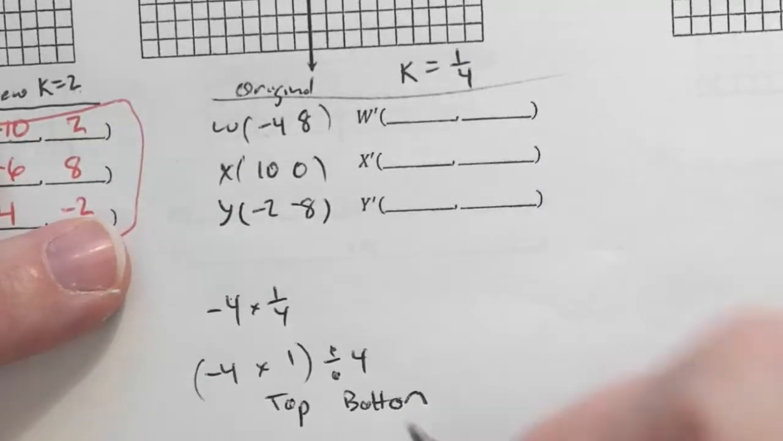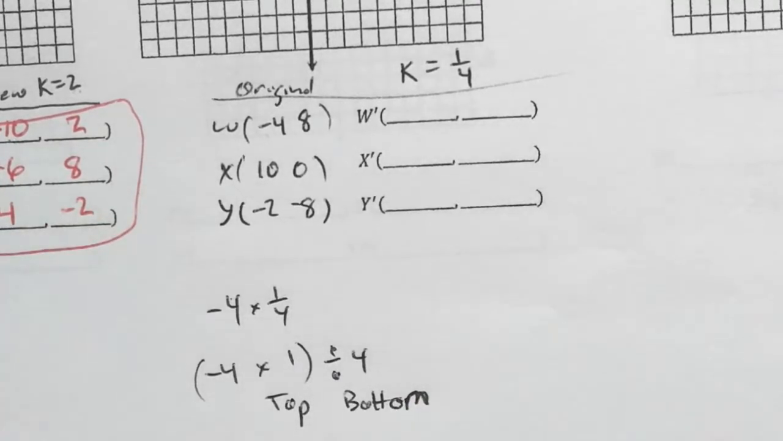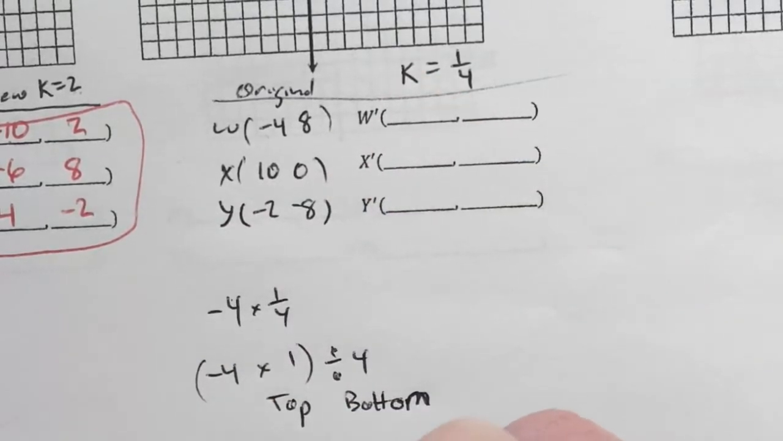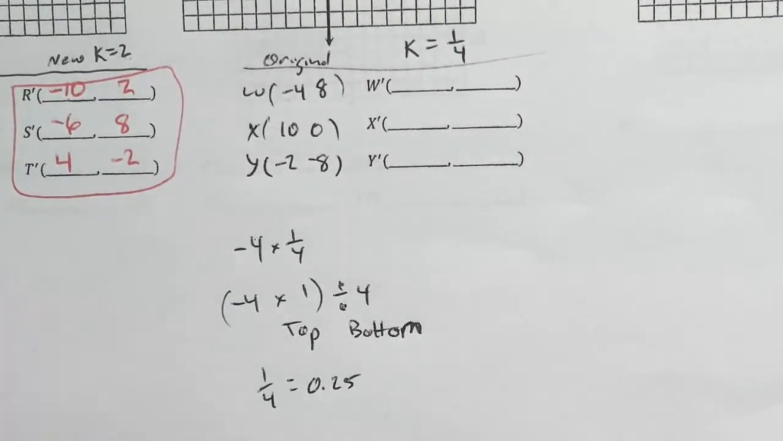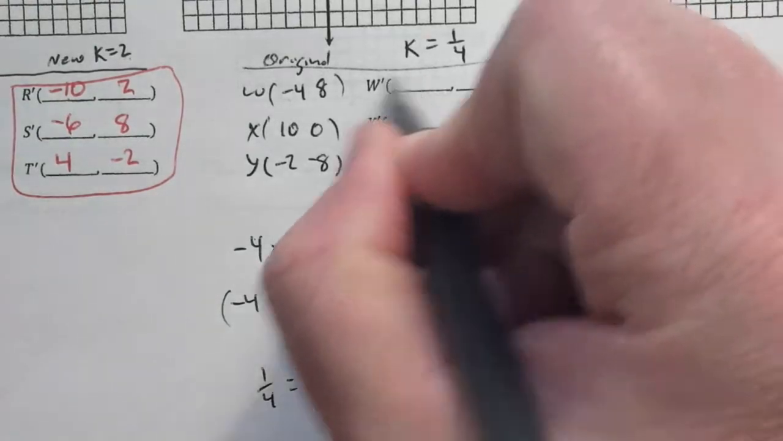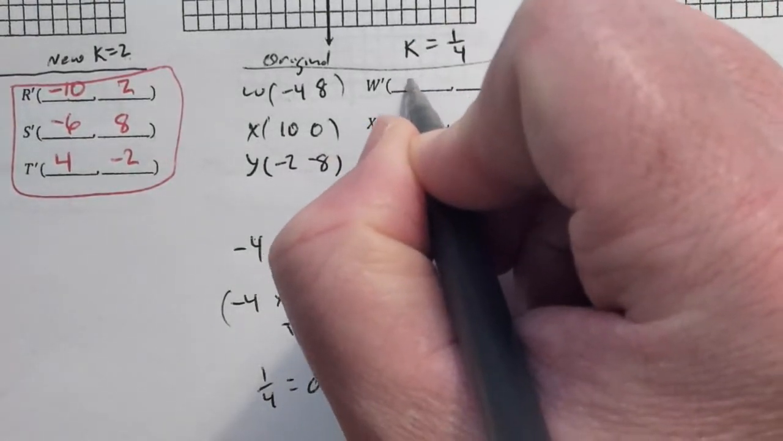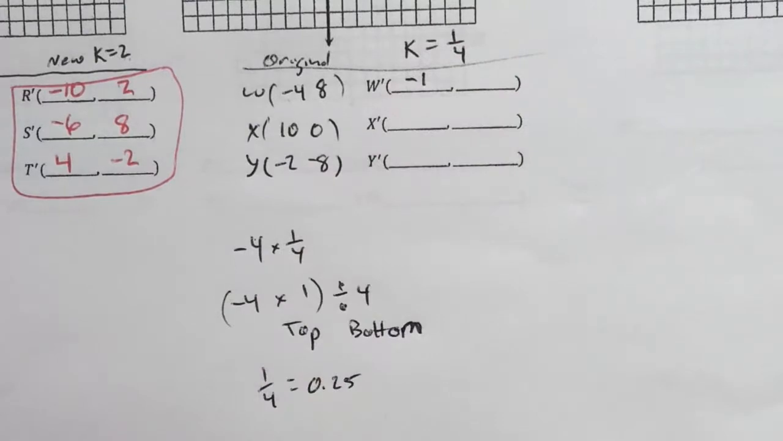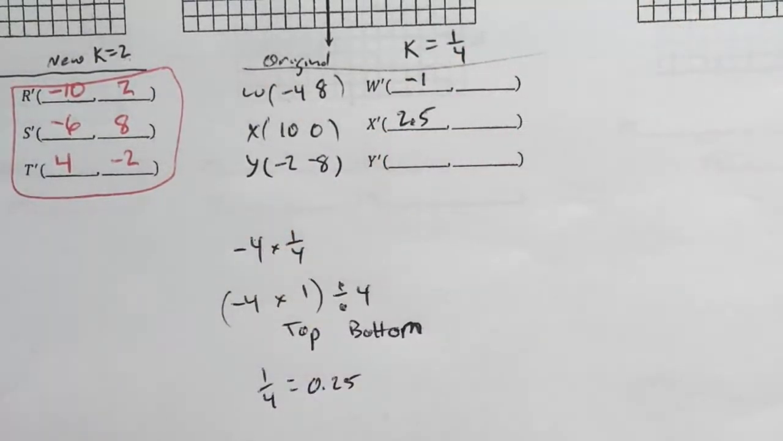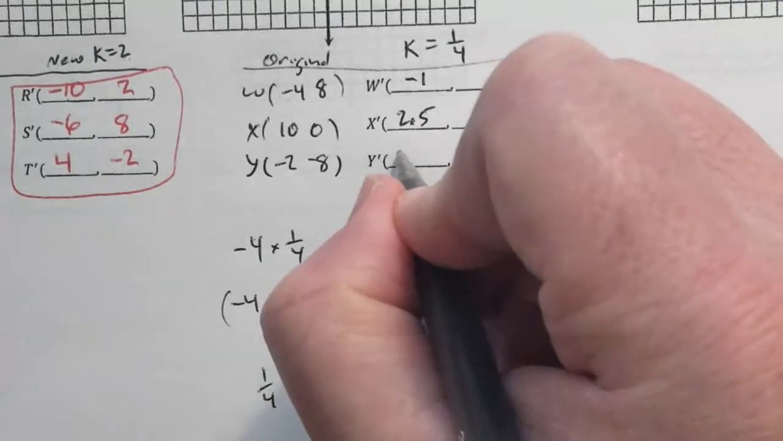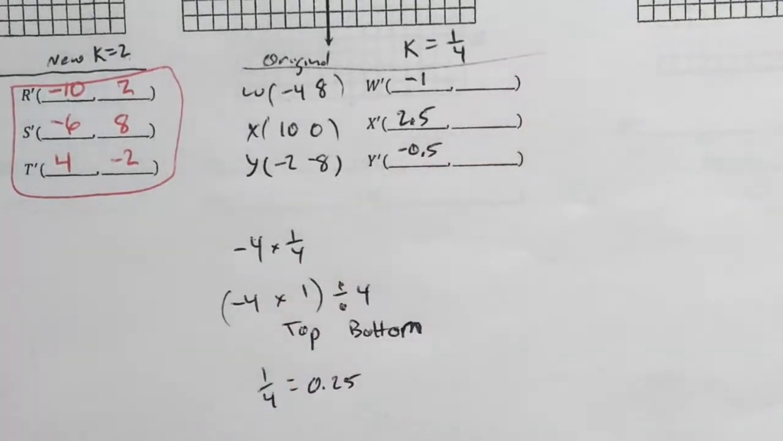All right, just so you know what's going on. So, sweet. So -4 times 1/4, which is really 0.25. Whatever floats your boat. You do what works for you. So basically I'm dividing by 4, right? So we have -1, and 10 divided by 4, we get 2.5. -2 divided by 4, we get -0.5.